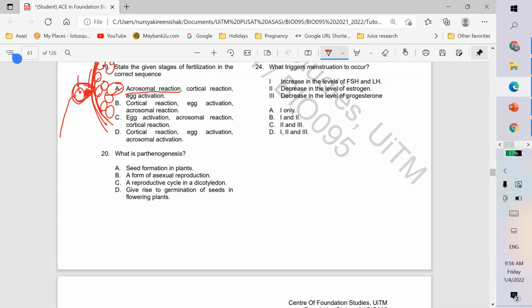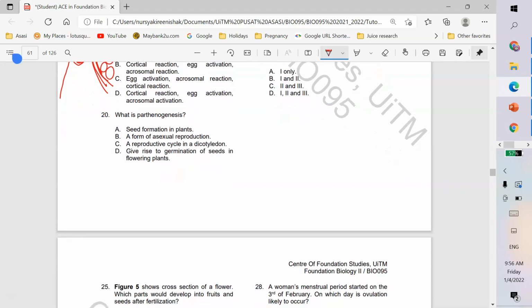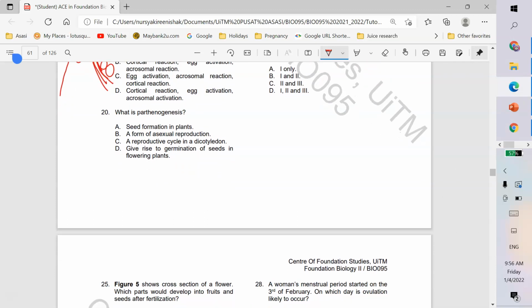Next is Shazliana. Question 20. What is parthenogenesis? The answer is B, a form of asexual reproduction. Parthenogenesis is a natural form of asexual reproduction in which growth and development of embryos occur without fertilization by sperm. So, A, C, and D are not related to parthenogenesis. Hence, the answer is B. A ke B?